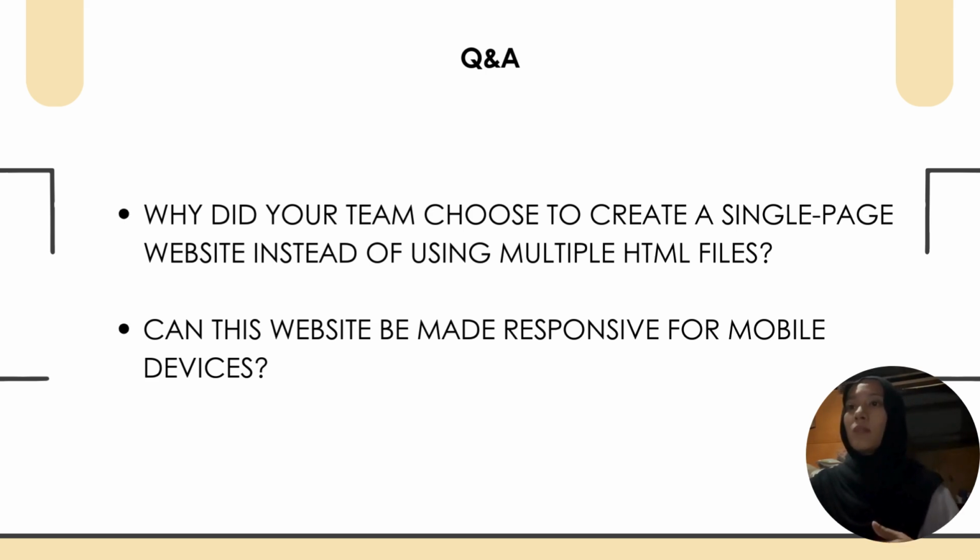It is also more engaging for users browsing on mobile devices. In the next question: can this website be made responsive for mobile devices? It already includes the viewport meta tag and uses flexible layout techniques. For full responsiveness, we could enhance the CSS further using media queries. There is no such thing that it cannot be used on mobile devices. It can be used on any device that our users have.